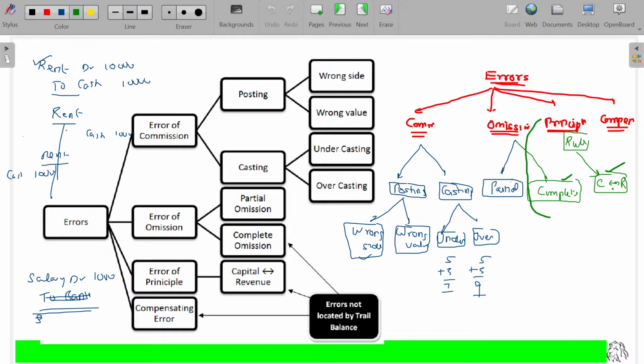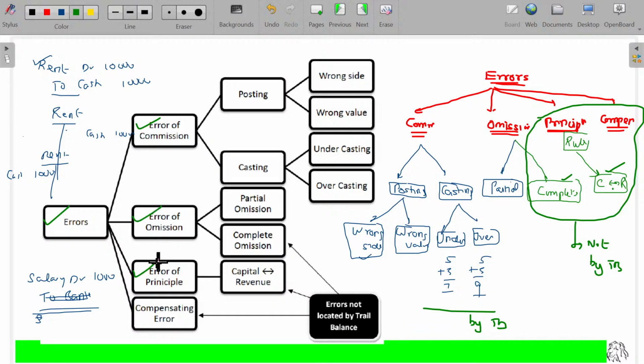So these are the errors not located by trial balance. The rest of the errors can be located by trial balance. Is that clear? Errors: error of commission, error of omission, error of principle, compensating. Commission, we have posting and casting. In posting, we have the wrong side posting as well as wrong value. Casting, we have undercasting as well as overcasting. And in case of omission, we have the partial as well as complete omission.